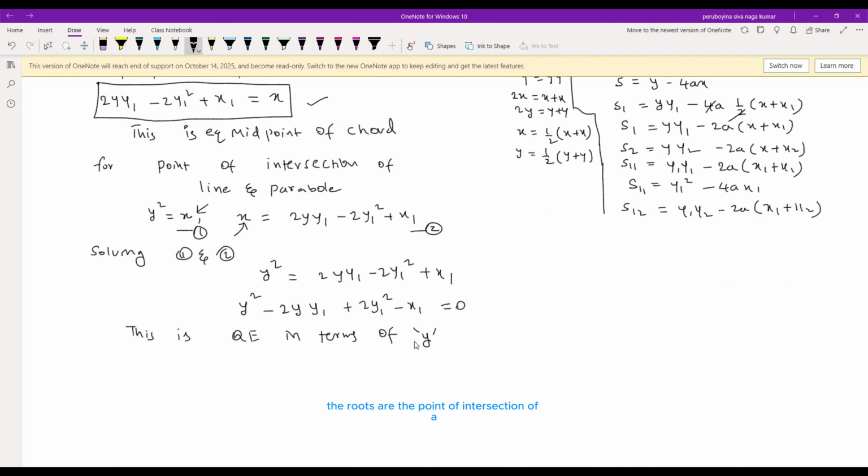The roots are the point of intersection of values. So y is equal to minus b plus or minus root of b square minus 4ac by 2a. So comparing this quadratic equation, y square minus 2y1 plus 2y1 square minus x1 with ay square, a value is 1, the b value is minus 2y1 and c value is 2y1 square minus x1.